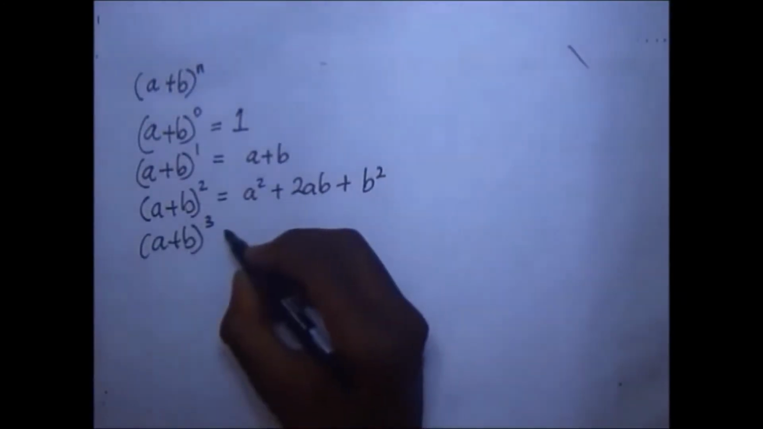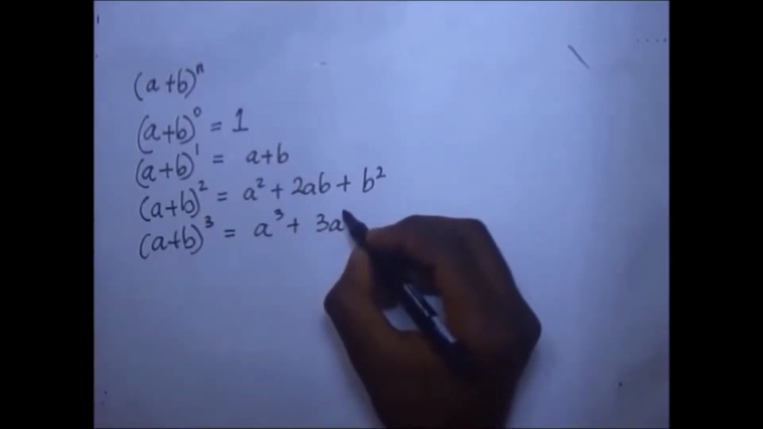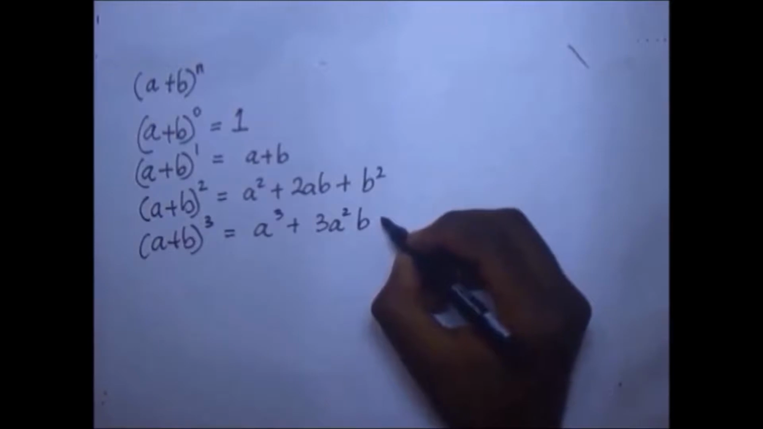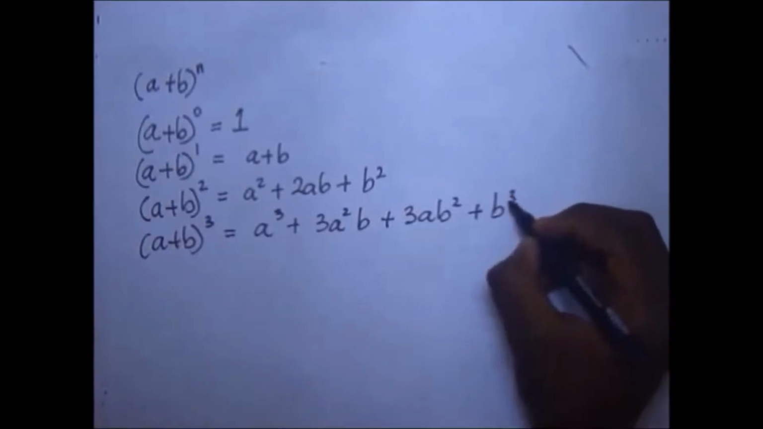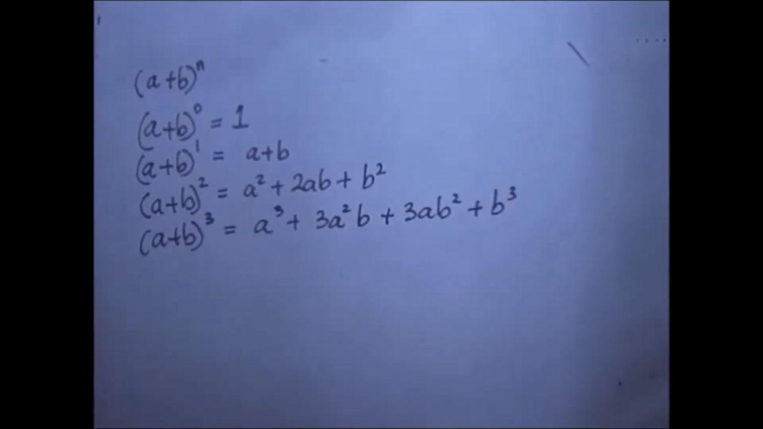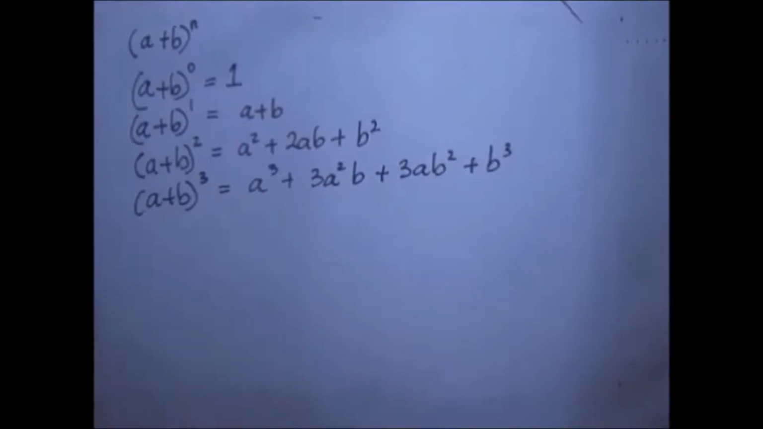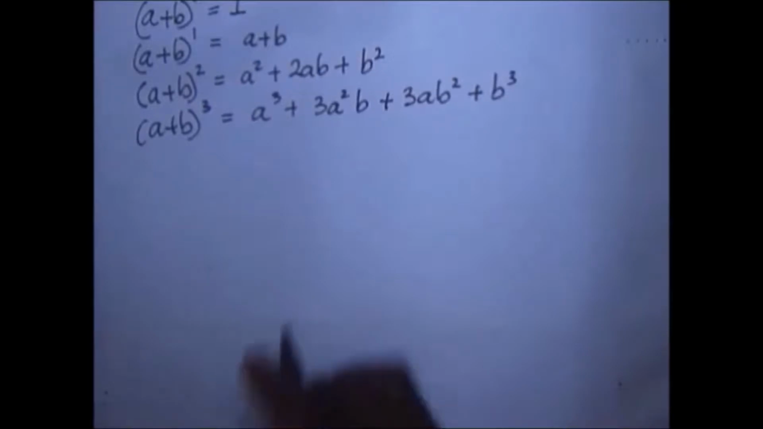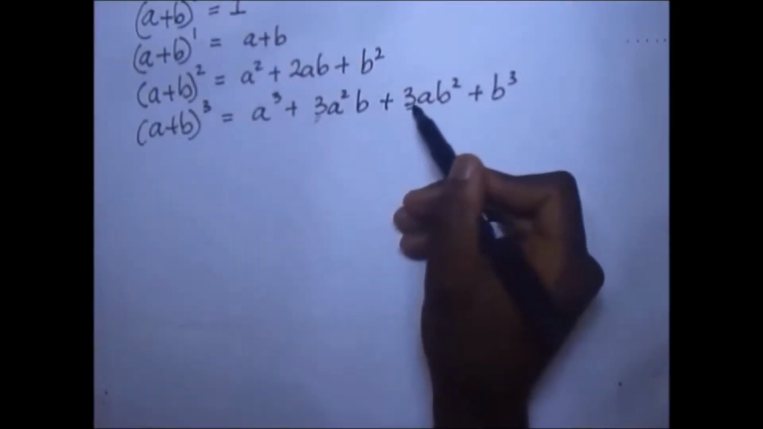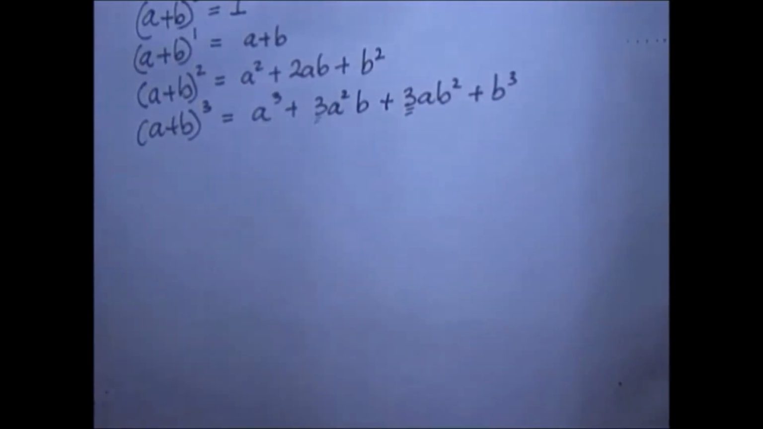(a + b)^3 is going to become a^3 + 3a^2 b + 3ab^2 + b^3, like that. Now from the expansions of those, we are going to formulate what we call Pascal's triangle. And Pascal's triangle is simply a triangle that we use to get these coefficients, the 3s, the 3s, the 1s, and so on.